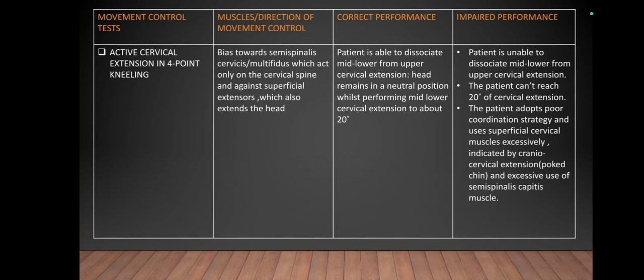Impaired performance. Patient is unable to dissociate mid-lower from upper cervical extension. The patient cannot reach 20 degrees of cervical extension, or patient adopts poor coordination strategy and uses superficial muscles excessively, indicated by craniocervical extension, poked chin, and excessive use of semispinalis capitis muscle.